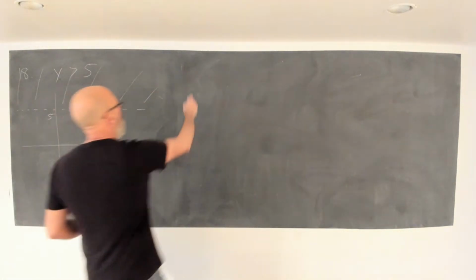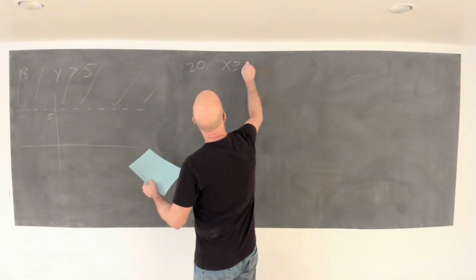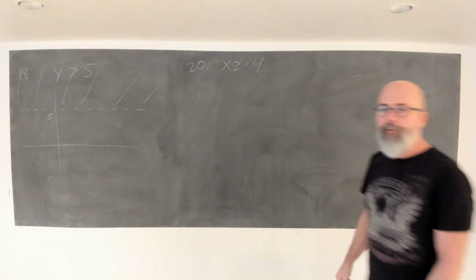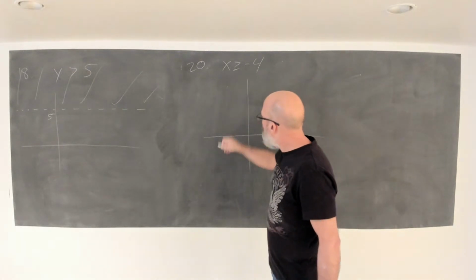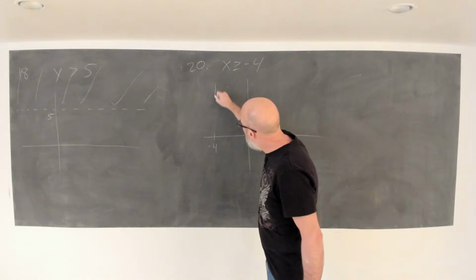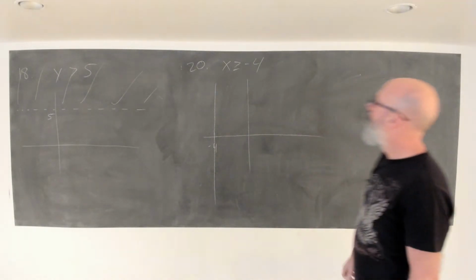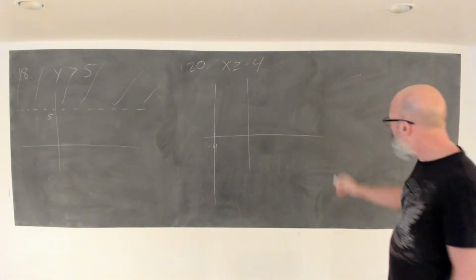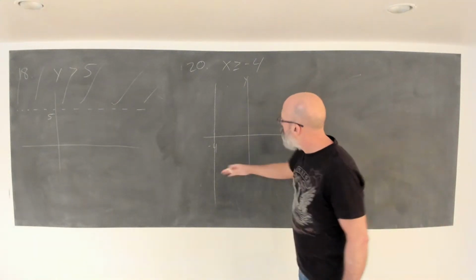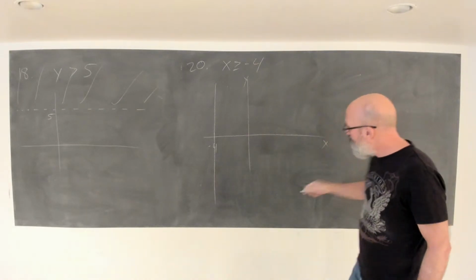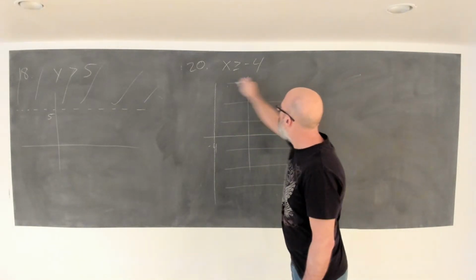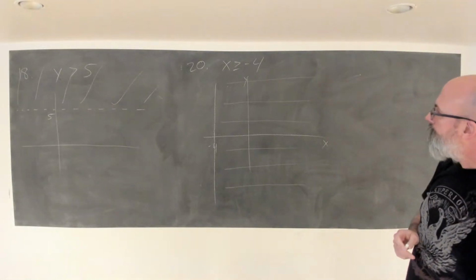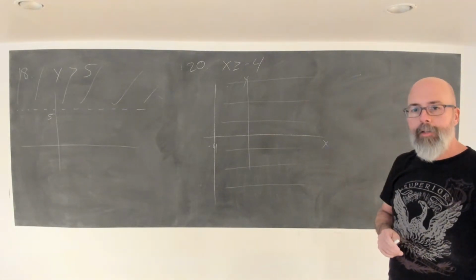Let's do one more. X bigger than or equal to -4. So x equals -4, you know what that means. That's a vertical line. And what do we want? We want the x values that are bigger than that, so everything here. Convinced?